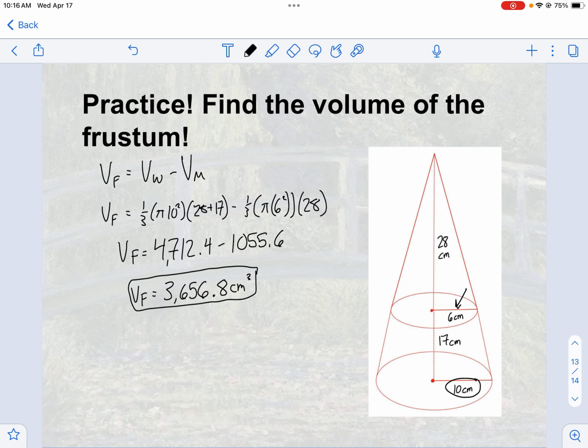My picture is probably not drawn to scale, because that doesn't look like that would be that much more. But I guess this gets pretty skinny at the top. So that's your 3,656.8 centimeters cubed frustum. That's how you do it.